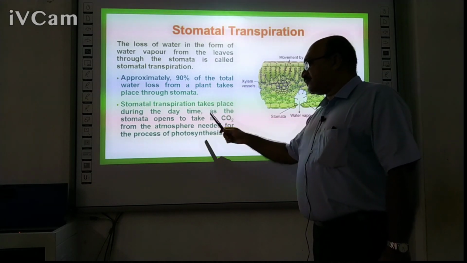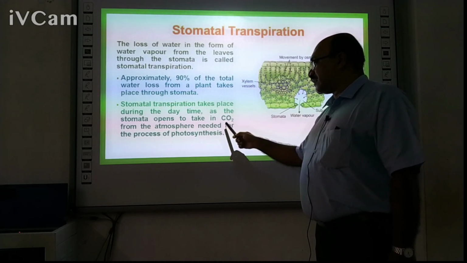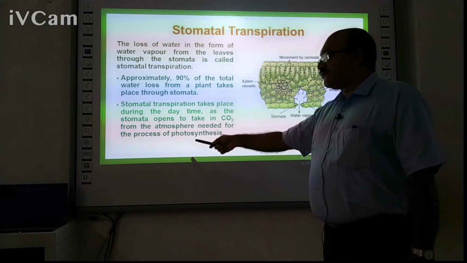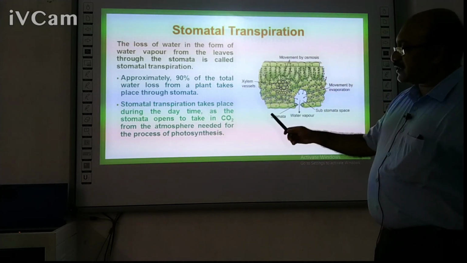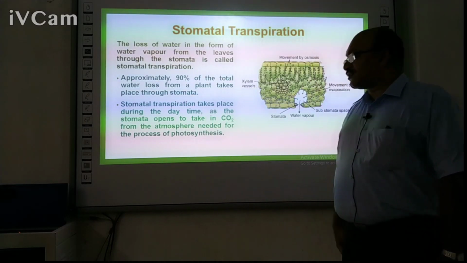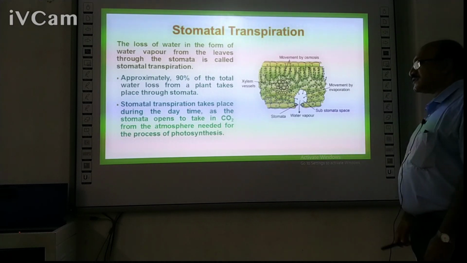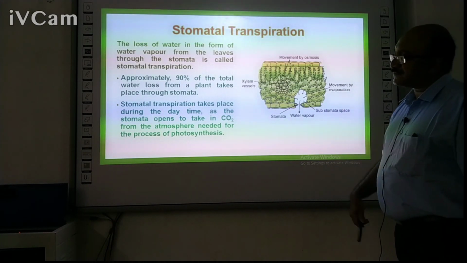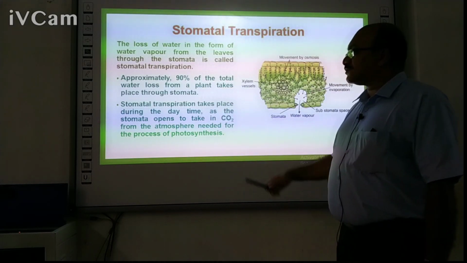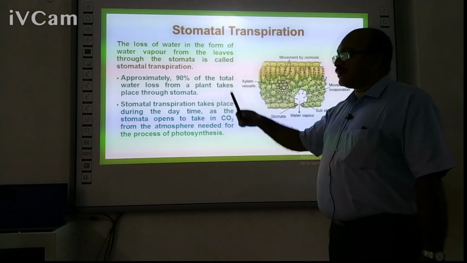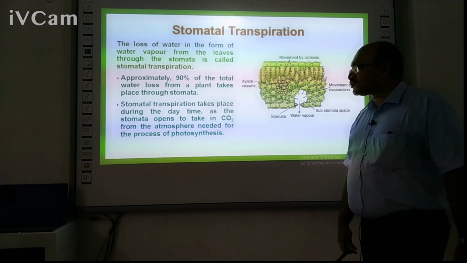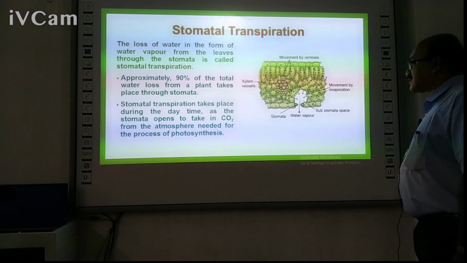Stomata is meant for taking in carbon dioxide from the atmosphere because carbon dioxide is one of the raw materials for photosynthesis. So, stomata generally opens during the daytime to take in carbon dioxide and give out oxygen and help in the process of photosynthesis. But along with that, as it remains open, water is also lost from the plants through the stomata. Actually, the maximum of the water which gets lost from the plants takes place through the stomata. That is what we call stomatal transpiration.